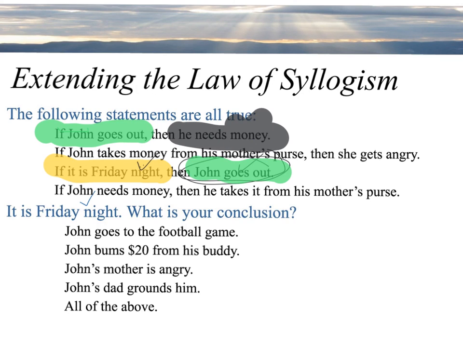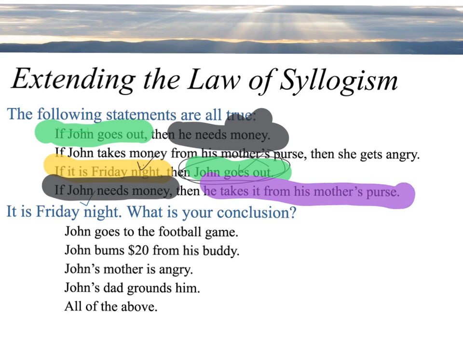So now we're looking for a statement that starts with John needing money. And we see, if John needs money, then he takes it from his mother's purse. All right. John's kind of a jerk, isn't he? So he takes it from his mother's purse is our conclusion. But then we link back to this statement. If he takes it from his mother's purse, then she gets angry. So this thing that's left, this is the most final thing that we could conclude, is that she gets angry.